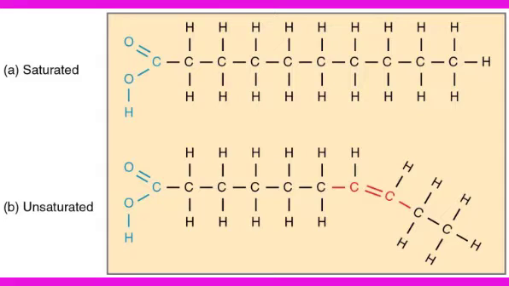Fatty acid chains that have no double carbon bonds anywhere along their length, and therefore contain the maximum number of hydrogen atoms, are called saturated fatty acids. These straight, rigid chains packed tightly together are solid or semi-solid at room temperature. Butter and lard are examples, as is the fat found on a steak or in your own body.